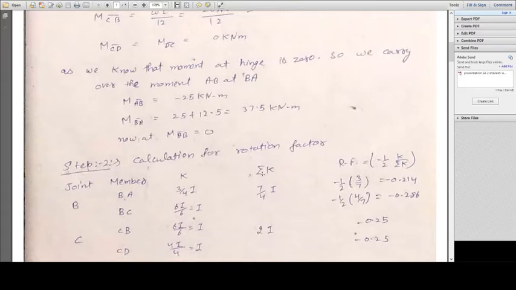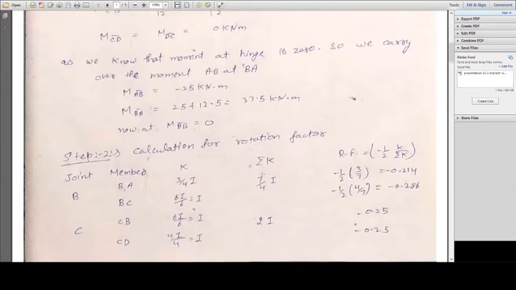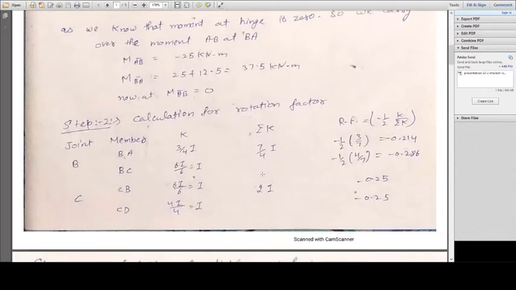Step 2 is calculation of rotation factor. For calculating the rotation factor, we need the value of K and the summation of K. The value of K is 3 by 4 I. For member BA it is equal to 3 by 4 I, and for BC it is equal to 6 I upon 6, that is equal to I. So the summation of K, 3 by 4 I plus I, is equal to 7 upon 4 I.